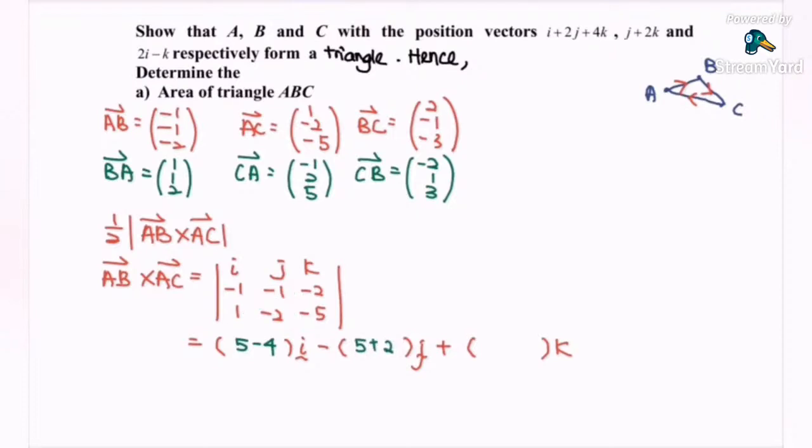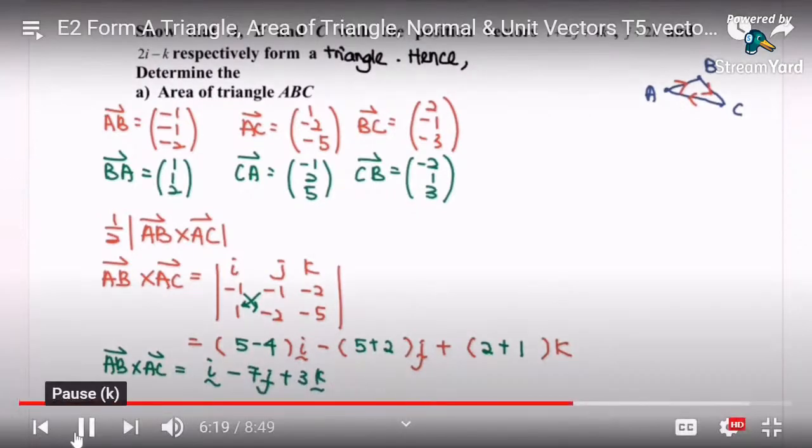Next is to find K. So kindly close up the K and refer to I and J. So -1 multiplied with -2, so we will have 2. Minus -1 multiplied with 1, and we will have -1, so plus 1. So AB cross AC, and we will have I minus 7J plus 3K. So that is a vector, or we can say the normal for the situation.